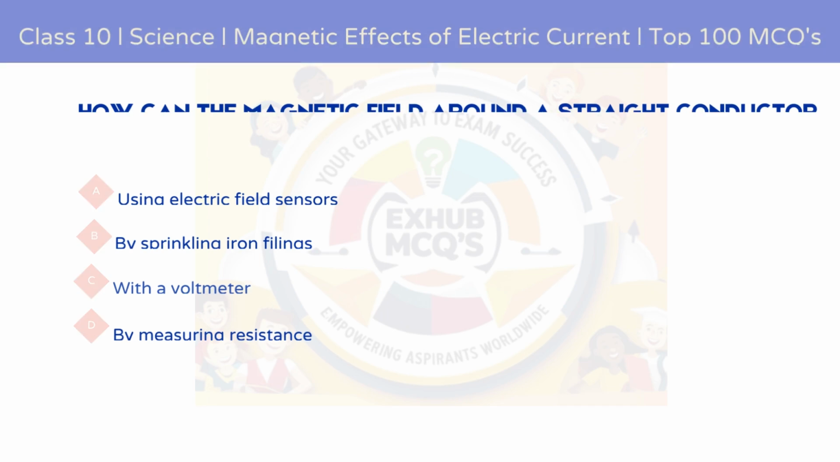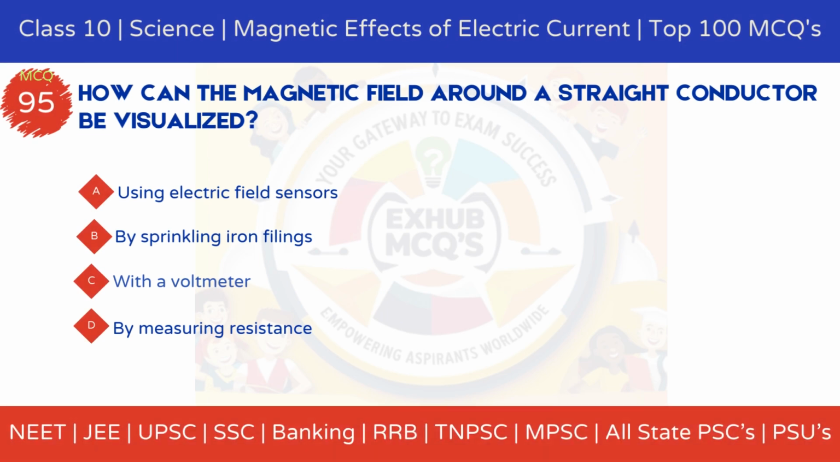MCQ 95. How can the magnetic field around a straight conductor be visualized? Option A. Using electric field sensors. Option B. By sprinkling iron filings. Option C. With a voltmeter. Option D. By measuring resistance.